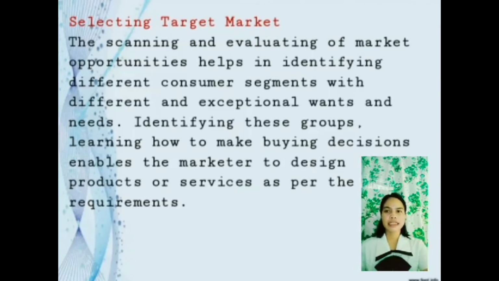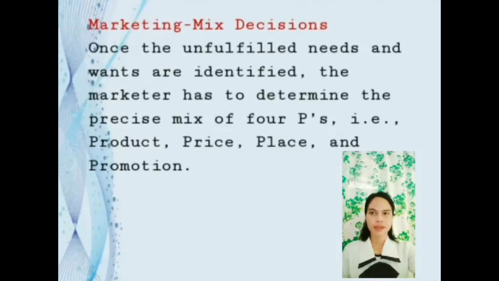Next is selecting the target market. The scanning and evaluating of market opportunities helps in identifying different consumer segments with different and exceptional wants and needs. Identifying these groups and learning how they make buying decisions enables the marketer to design products or services as per the requirement. Next is making marketing mix decisions. Once the unfulfilled needs and wants are identified, the marketer has to determine the marketing mix of the 4 P's, which is product, price, place, and promotion.